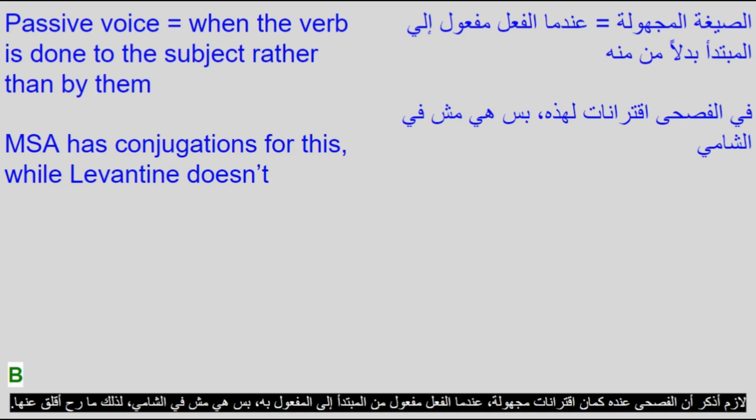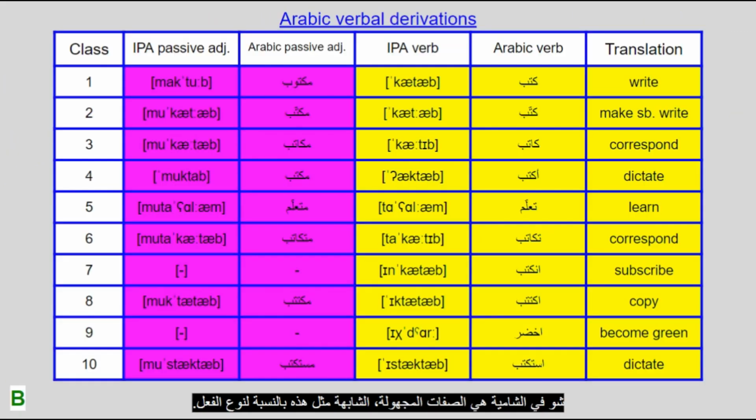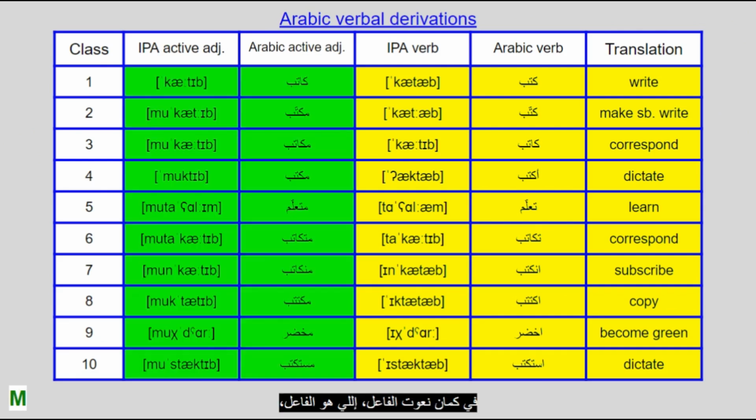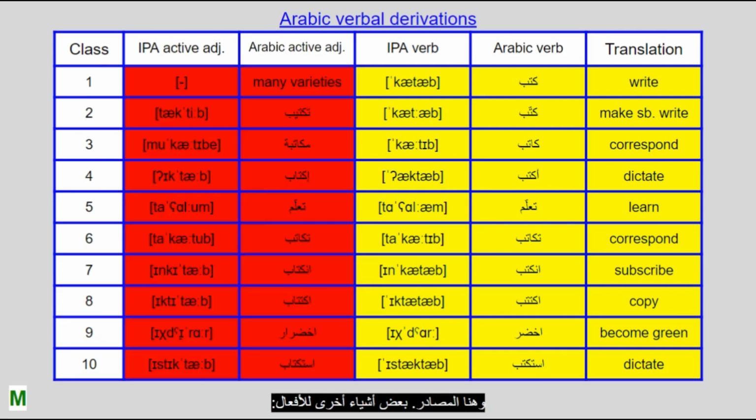But Levantine doesn't have those, so I won't worry about them. What Levantine does have is passive adjectives, which look like this according to the verb class. They're also active participles, which is the doer, and here are the verbal nouns, or gerunds. Some final things for verbs.